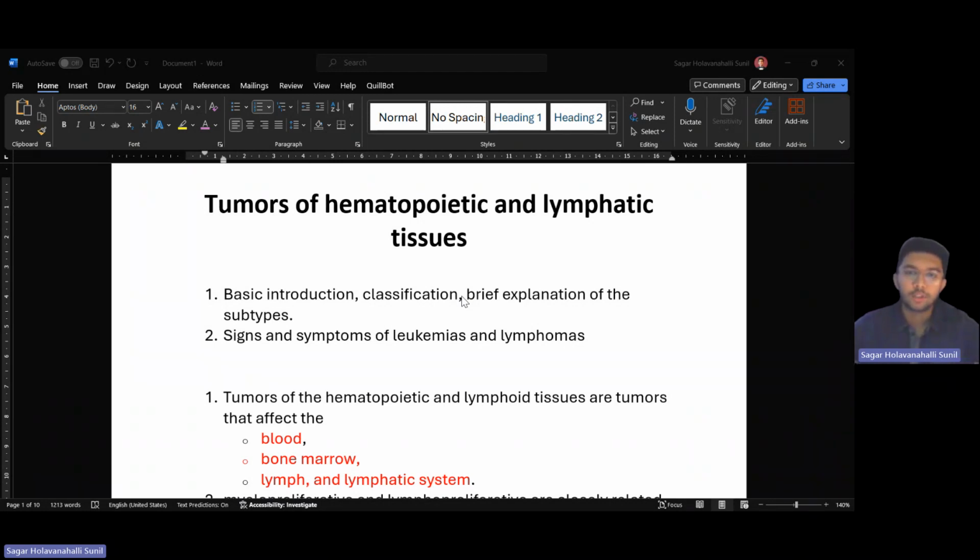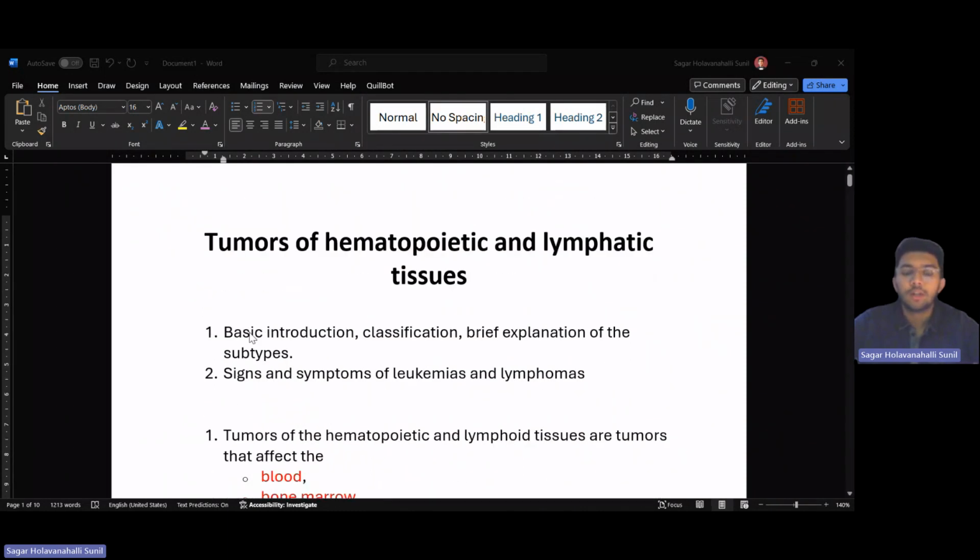Now, for this question in general pathology, the best thing to do is give a basic introduction about the tumors of hematopoietic and lymphatic tissues. You give the classification and a very brief explanation, maybe just one or two sentences, or maybe something extra that you can add on, which is very important to explain. Just explain that for the subtypes of the classification.